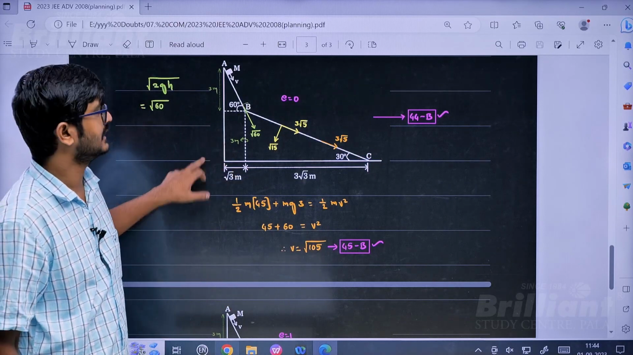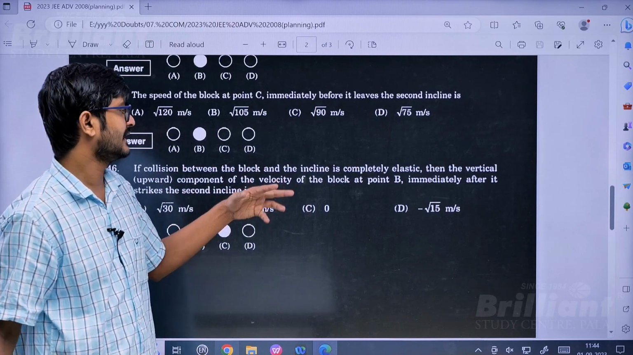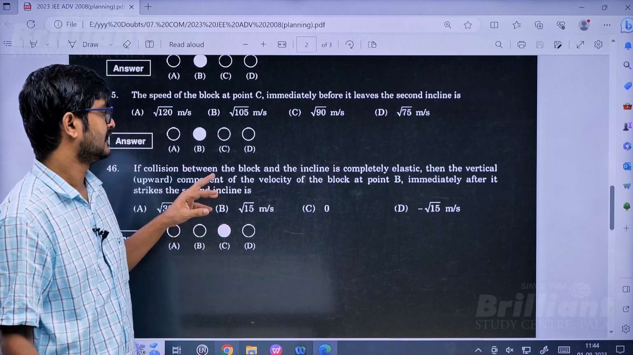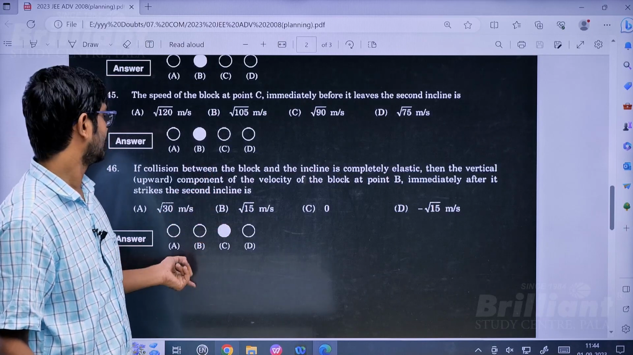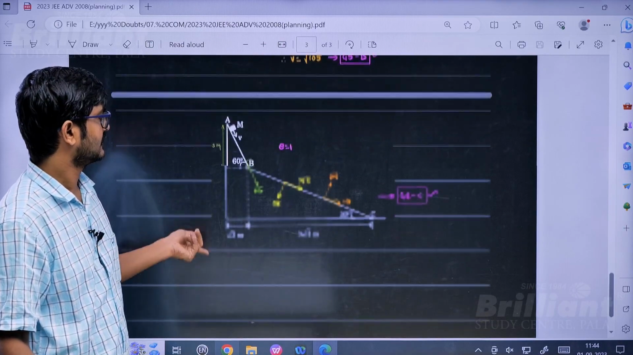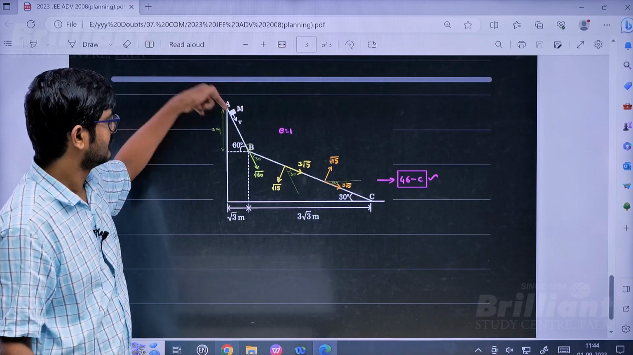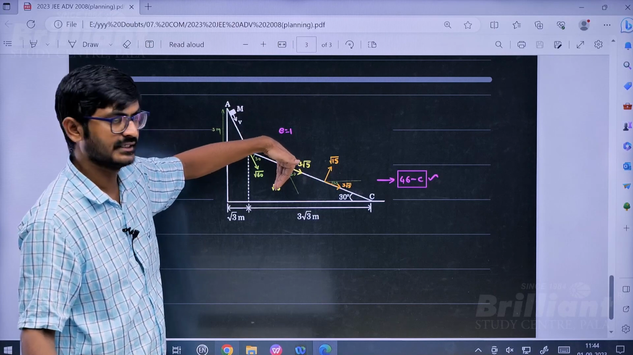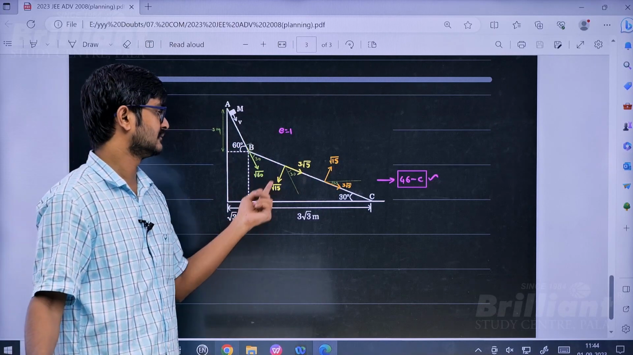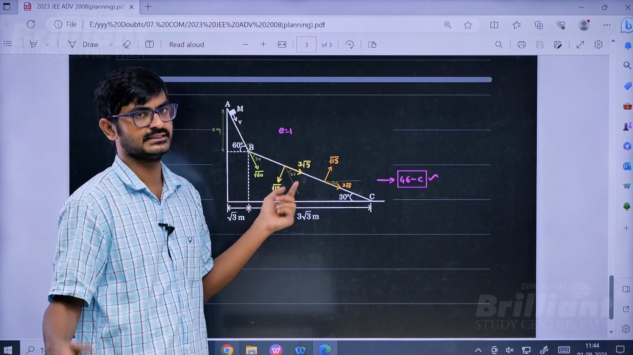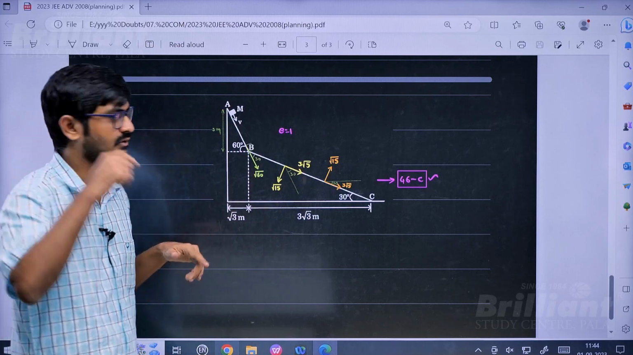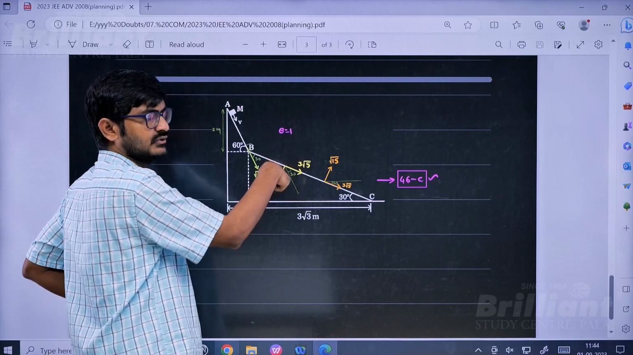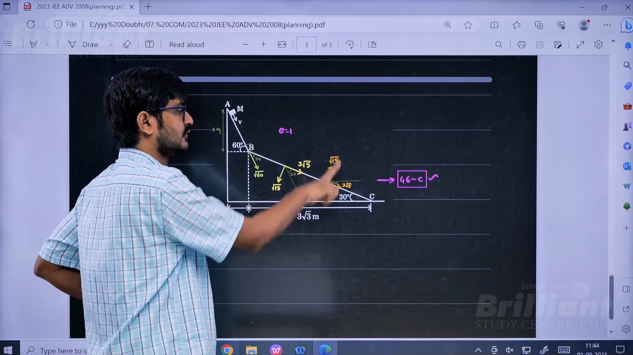Now, in the next question, they are saying if the collision between block and incline is completely elastic, then find the vertical component of the velocity at point B immediately after it strikes the second incline. Again we will go by the same thing. Velocity here will be root 60, and we will resolve it along the incline and perpendicular to the incline. But previously we said after collision, velocity in this direction becomes 0, but now it is an elastic collision. So, this root 15 will become root 15 in this direction. Velocity of approach is root 15, so velocity of separation will be root 15.